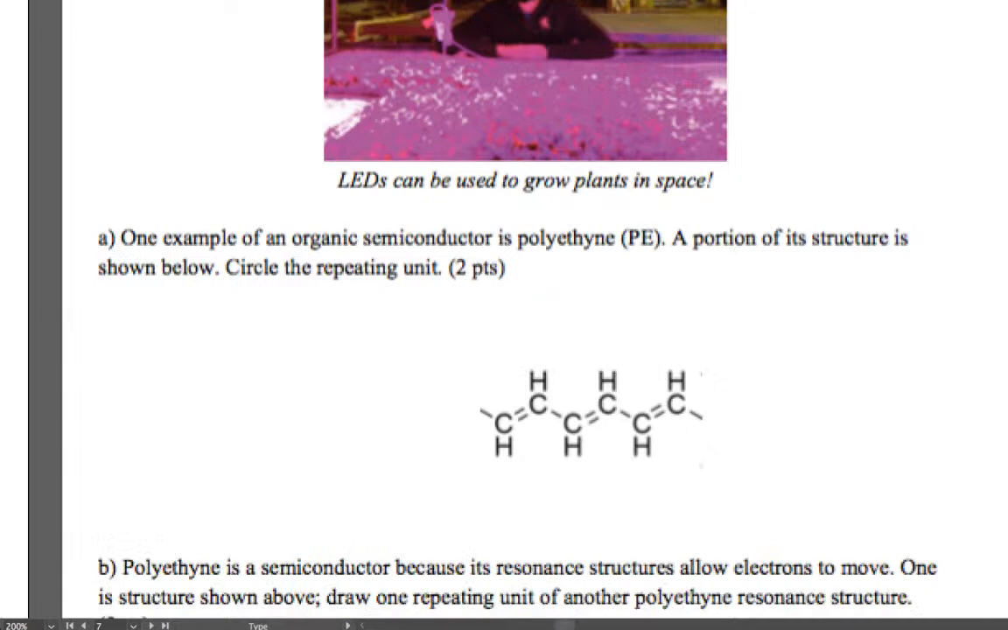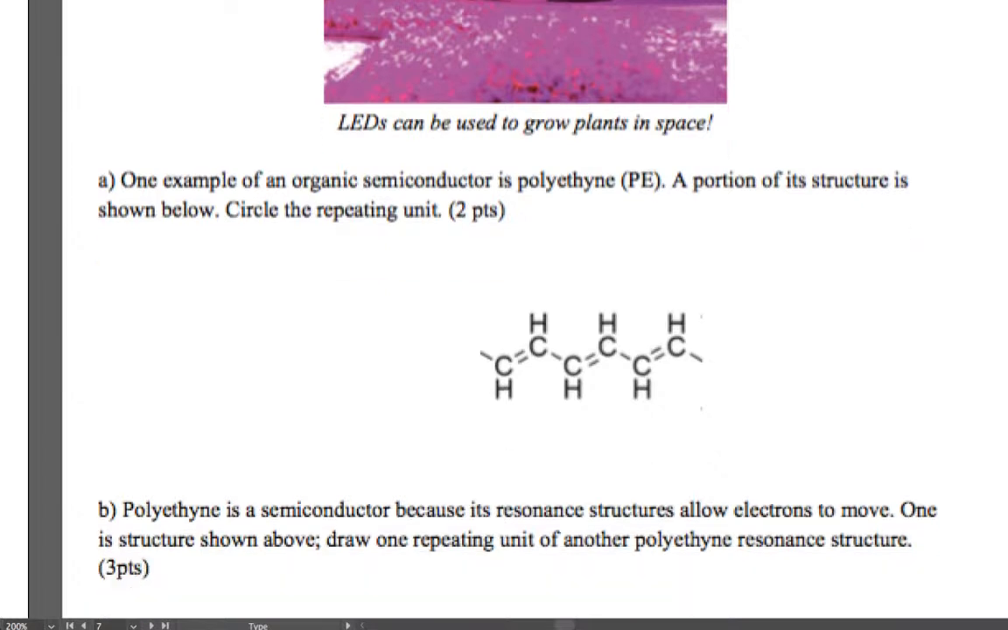So yeah, one example of an organic semiconductor is polyethylene, PE. A portion of its structure is shown below. Circle the repeating unit. You can actually see that there are two different types of repeating units. But yeah, I would just circle this one here as the repeating unit.